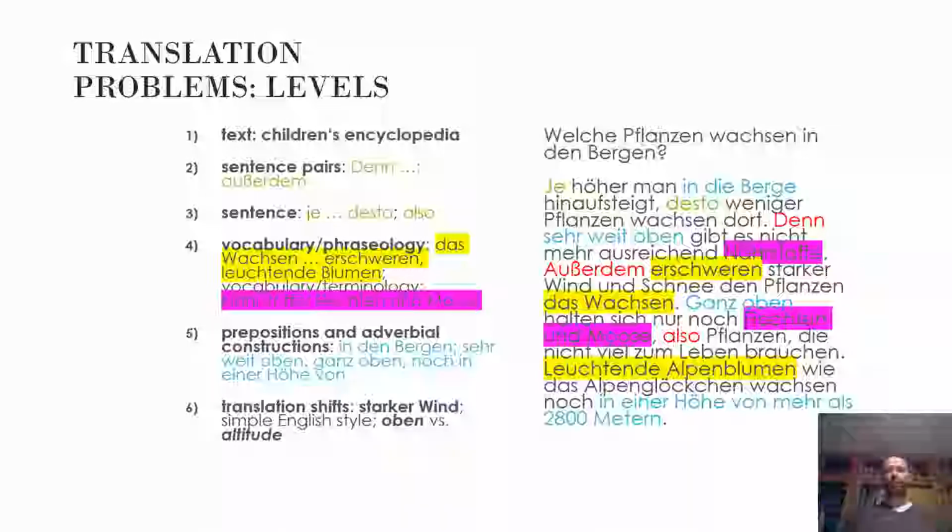I just realized I've forgotten to read out the text to you, so I'll do that now. Welche Pflanzen wachsen in den Bergen? Je höher man in die Berge hinaufsteigt, desto weniger Pflanzen wachsen dort. Denn sehr weit oben gibt es nicht mehr ausreichend Nährstoffe. Außerdem erschweren starker Wind und Schnee den Pflanzen das Wachsen. Ganz oben halten sich nur noch Flechten und Moose, also Pflanzen, die nicht viel zum Leben brauchen. Leuchtende Alpenblumen wie das Alpenglöckchen wachsen noch in einer Höhe von mehr als 2800 Metern.